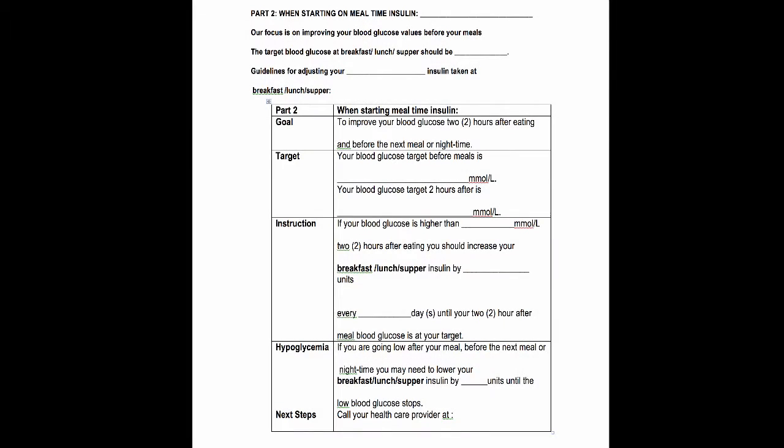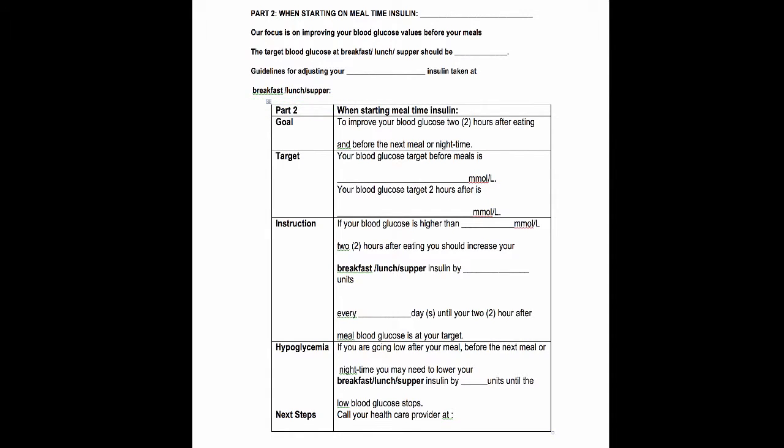So part 2, this would be when you're adding that mealtime insulin to their current basal insulin. So you want them to write in what that mealtime insulin is, or if you're going to write it in. And the focus is on improving your blood glucose values before your meal. So you want to write the targets again. So if you're just starting with one meal at first, or all meals, what their target should be before the meal. And then the guidelines for adjusting the name of that insulin taken at, and then circle the time that they take it, whether it's breakfast, lunch, or supper.